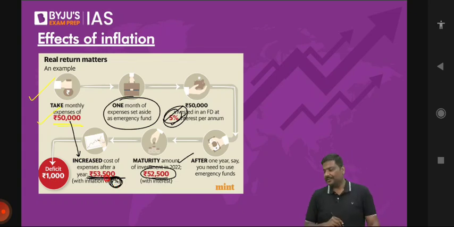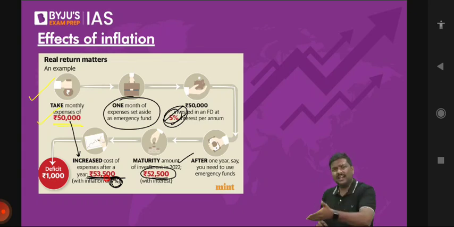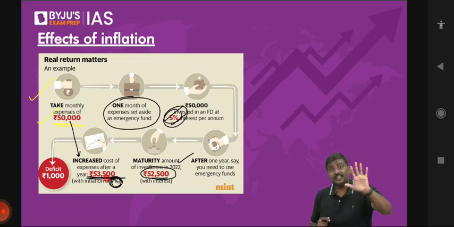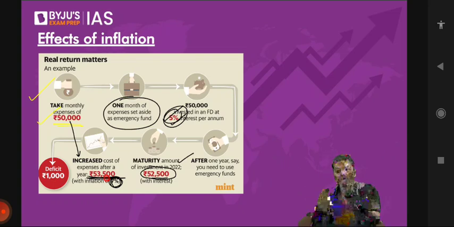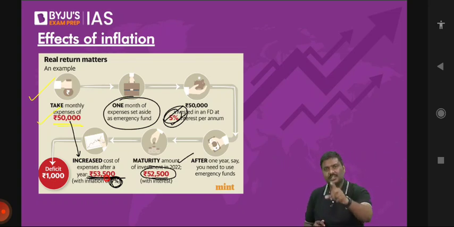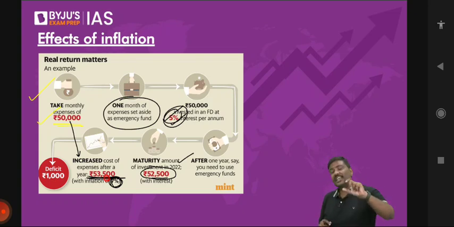You could have purchased the basket of goods and services today with 50,000. Did you do that? No. You put it in the bank. After 1 year, you earned 5% returns from that. You are very happy because you have got 50,000 plus 2,500, 52,500. Now you will take that amount, go to the market, and try to purchase the same set of goods and services, your monthly expenditure. Will you be able to do that now? No, it is not possible.